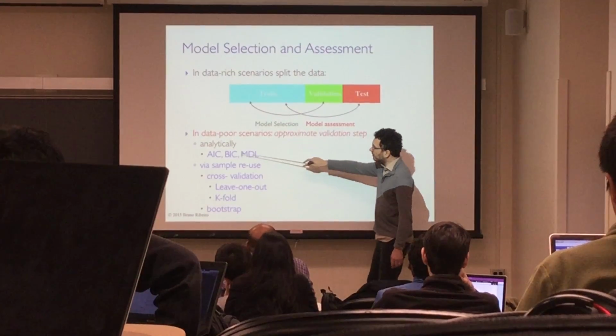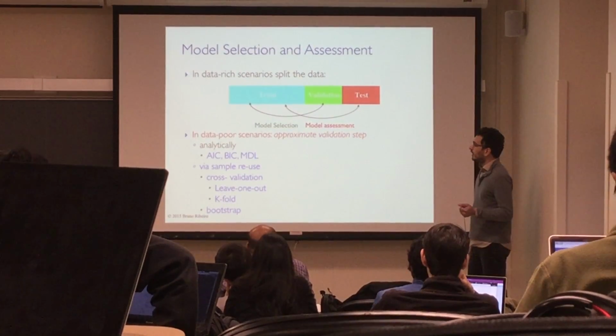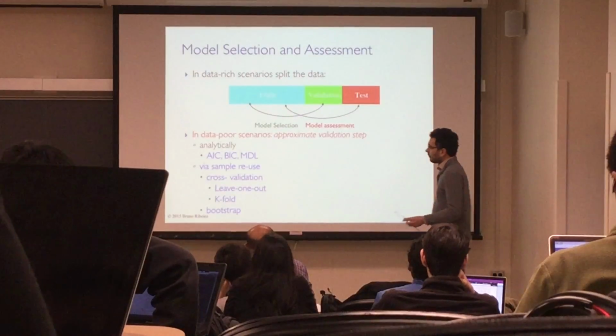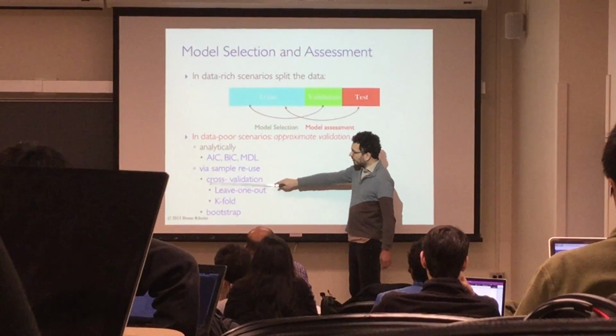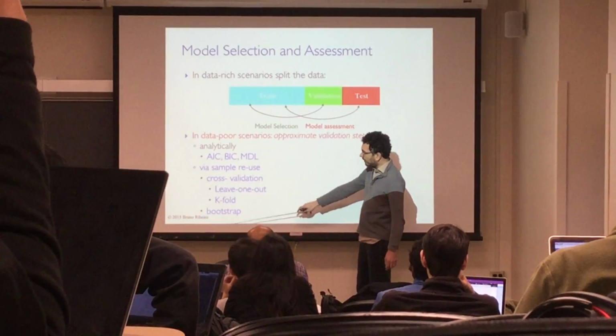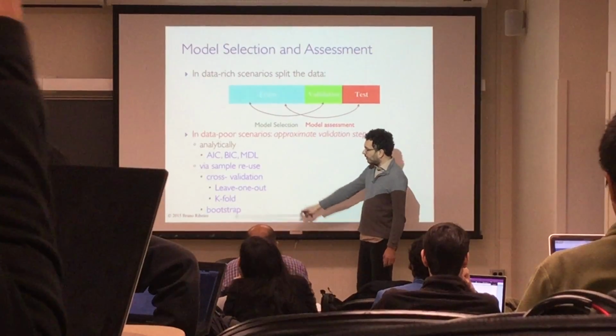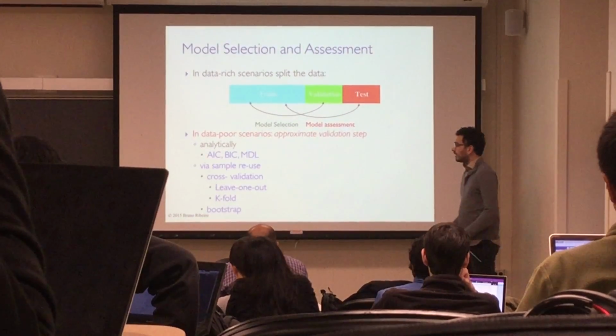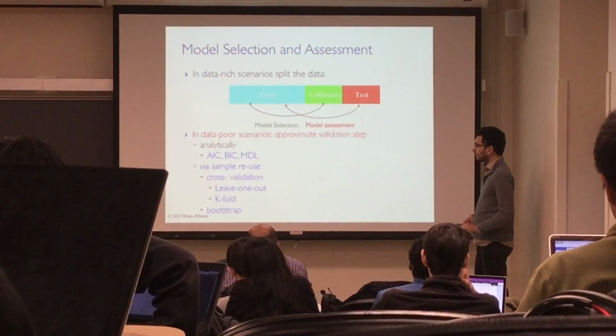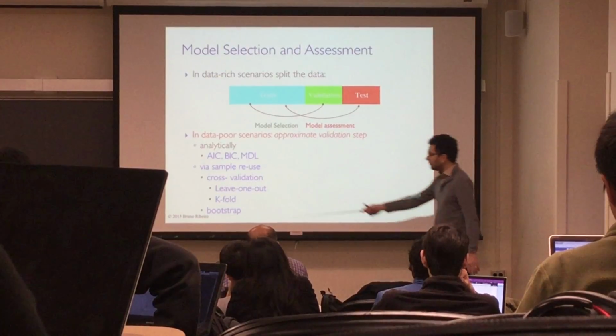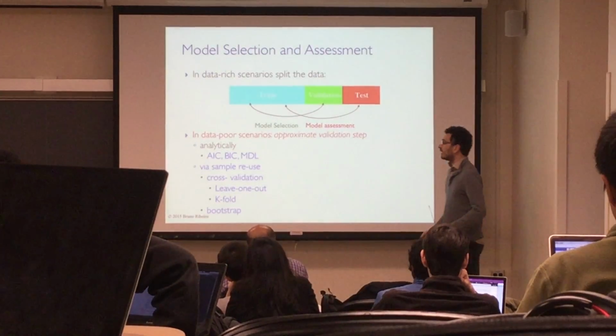Analytically, we use AIC, DIC, or MDL. With sampling, we do cross-validation like leave-one-out, k-fold, or bootstrap. Leave-one-out is k-fold with k equal to m.